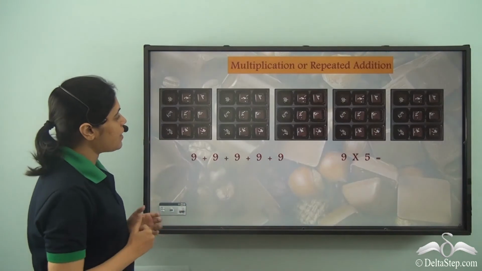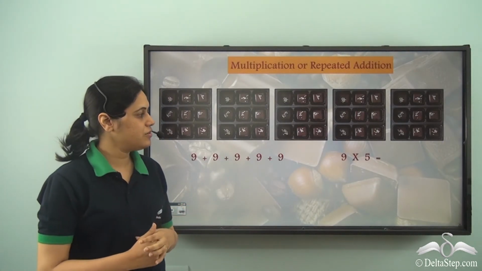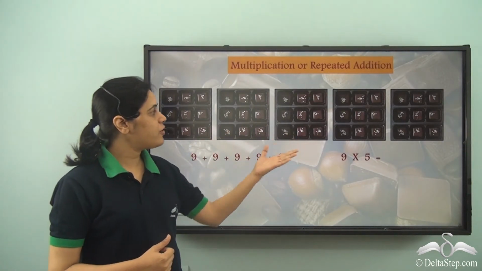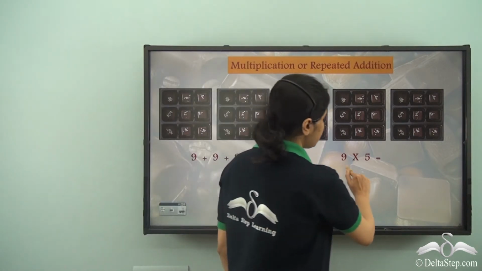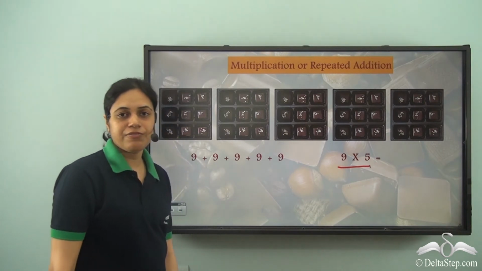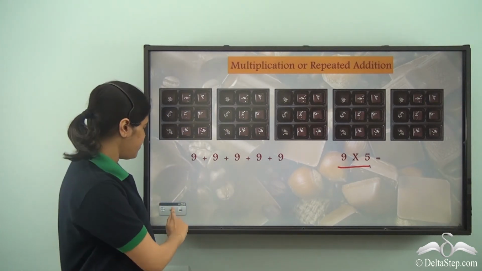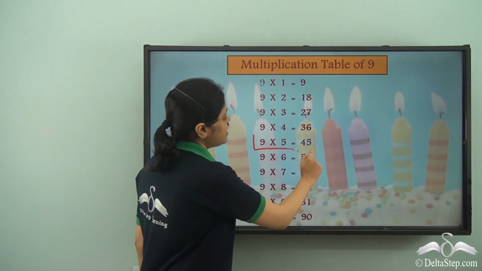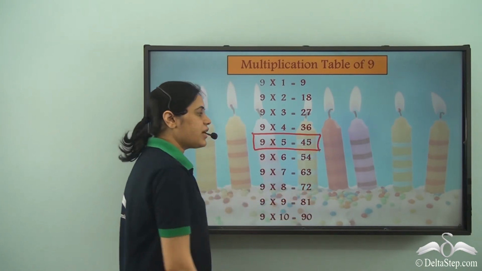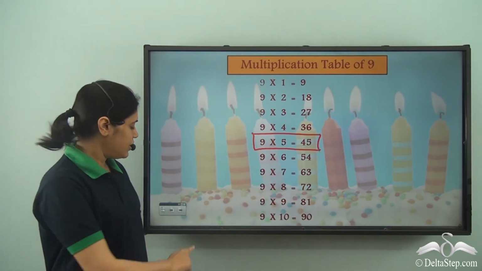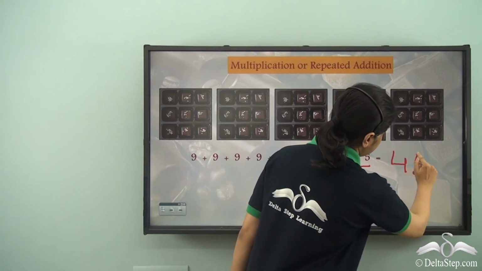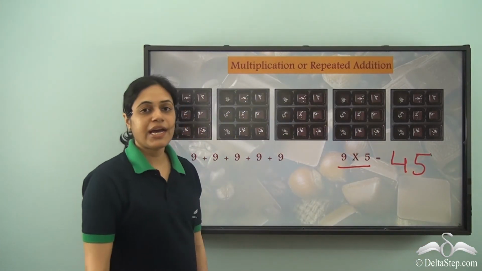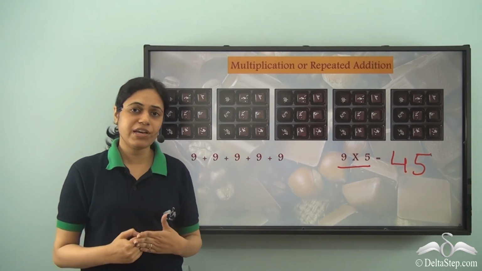And now let's come back to our original question. We need to find the number of chocolates in all the boxes together, which is 9 into 5. What is 9 into 5? Now we can very easily find it using our multiplication table. It is 45. So 9 into 5 is 45.